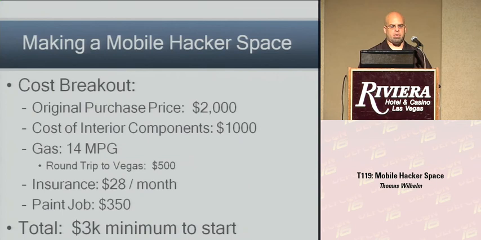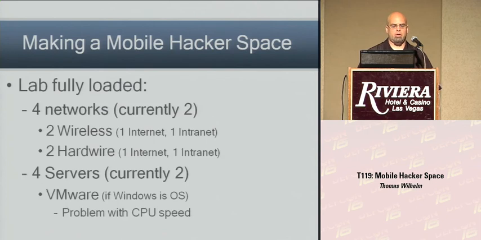The lab itself, when it's fully loaded, has 4 networks. There's currently 2 in there. You can put 2 wireless, 2 hardwire. Right now the 2 networks in there are both wireless and hardwire, how routers work. You can run Cat5 off the same router. But one is connected to the internet using the Linksys mobile router using the EVDO card.